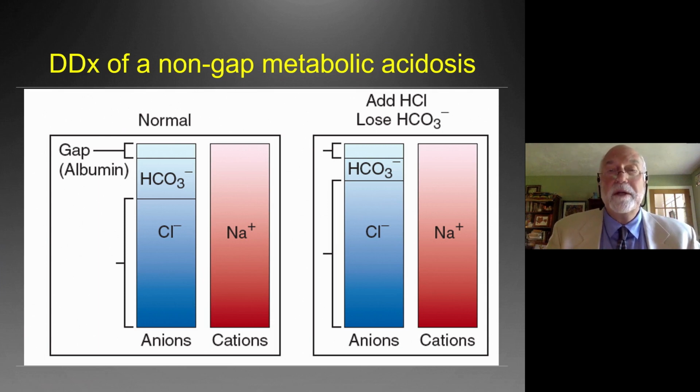So I showed you this cartoon before, but now I want to emphasize the differential diagnosis of a non-gap metabolic acidosis. By way of review, we have our cartoon with the negatives and the positives on each side and our gap. And to remind you that we can end up with a low bicarb, i.e. a definition of an acidosis, without an anion gap by two mechanisms. We can add an acid that contains chloride, so HCl, or we can drain bicarb out of the system either through a renal or GI mechanism.